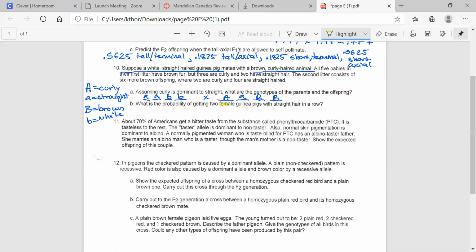Right here. Oop, I don't know why I did that. I guess I can't highlight individual words. Never mind.